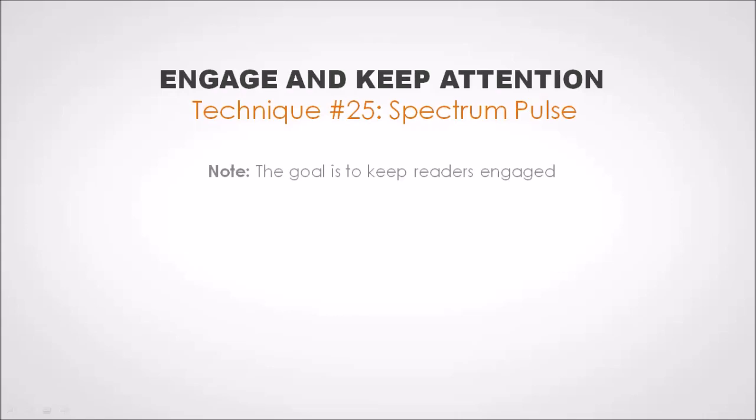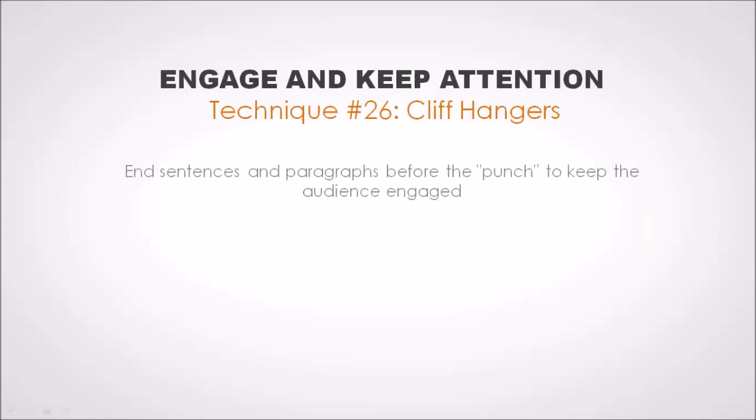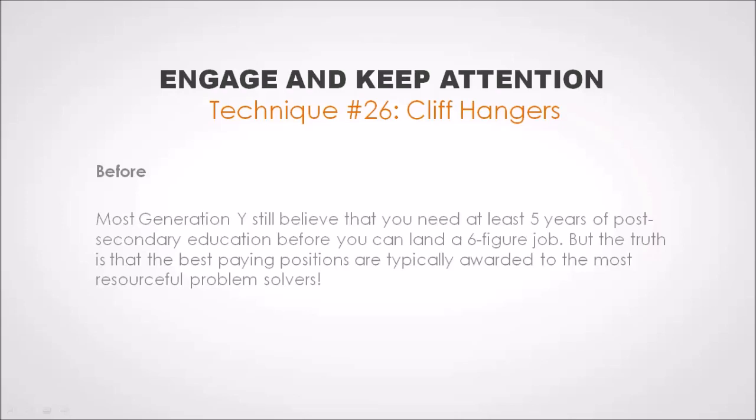So the goal here is to keep your readers engaged by writing in a conversational style and then switching over into an academic style and then back and forth. Technique 26, cliffhangers. You want to end sentences and paragraphs before the punch or the punchline to keep the audience engaged and keep them reading. Let's take a look at a before and after.